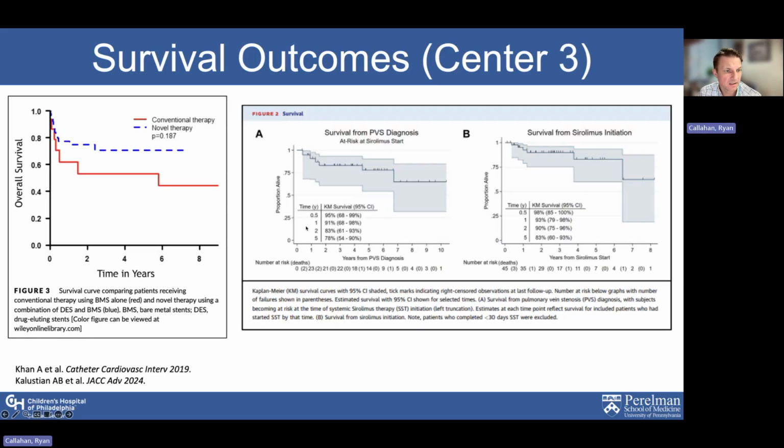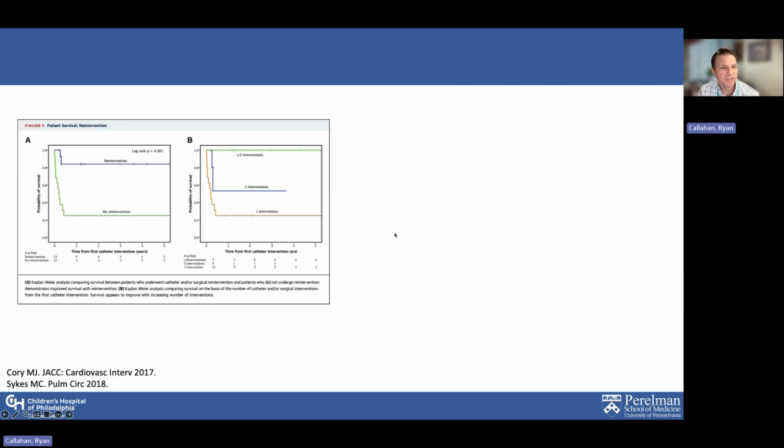And then institution number 3, demonstrating an improvement in survival by changing their stenting patterns from bare metal stents to drug-eluting stents, and then that same institution showing the success they're having with a medicine called sirolimus, which I'll talk about later. So again, showing that 5-year survival to be somewhere between 75 and 80%. This is showing that restenosis is common even after therapy.